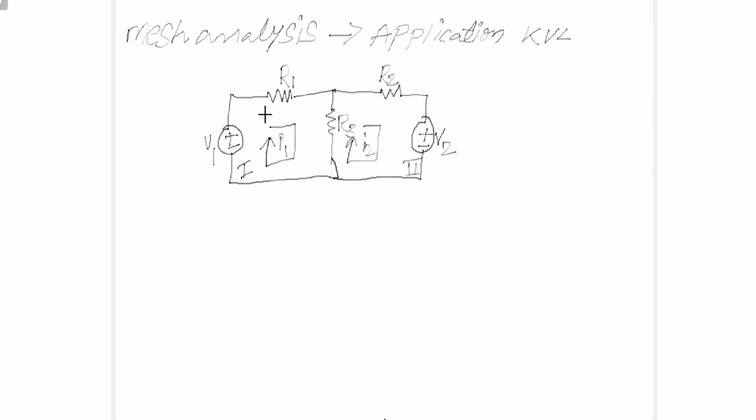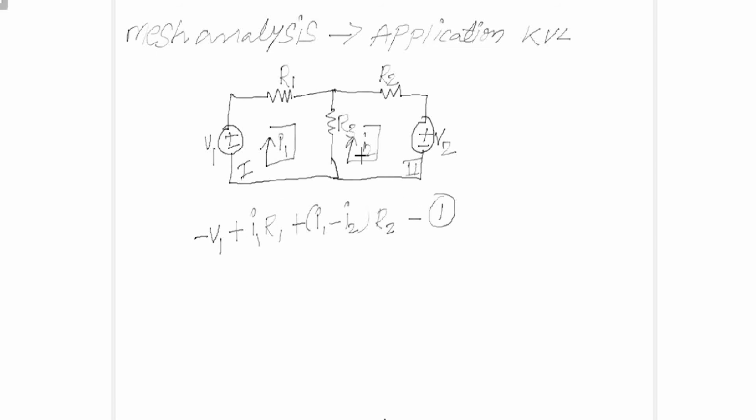By applying Kirchhoff voltage law to this mesh, we can write minus V1 plus I1 into R1 plus I1 minus I2 into R2. This is your equation number 1.